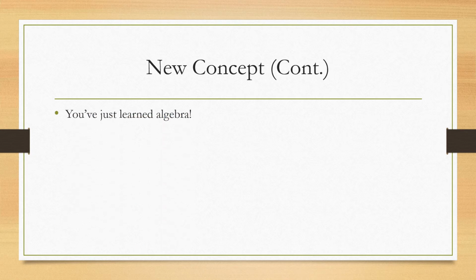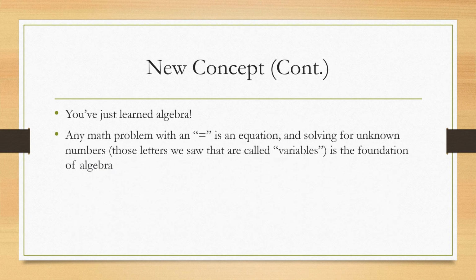By the way, you just learned algebra. Any math problem that has an equal sign in it is an equation. You'll hear that word more and more as you move farther along in math. And when you're solving for an unknown number, which are those letters we used, we call those variables. That's pretty much what you do in algebra all the time. So you learned a very simple form of algebra today. Nice job with that.